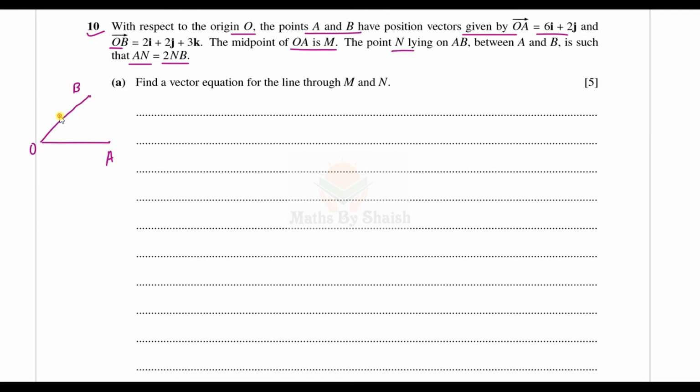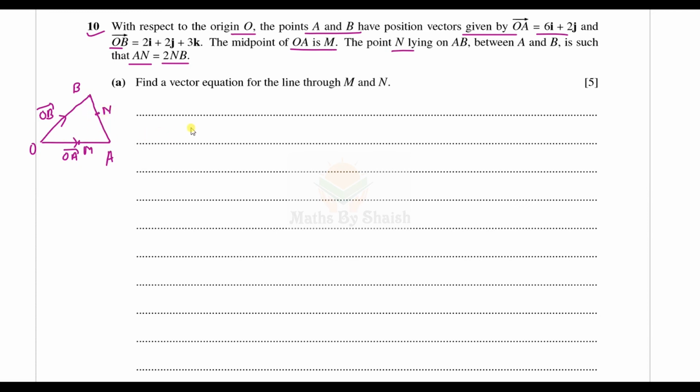So we can say this is OB vector which is given, this is OA vector, it is given, and in between this there is an M vector, and if we join AB we'll get N somewhere, so that AN is 2 times NB, so N will be somewhere here.